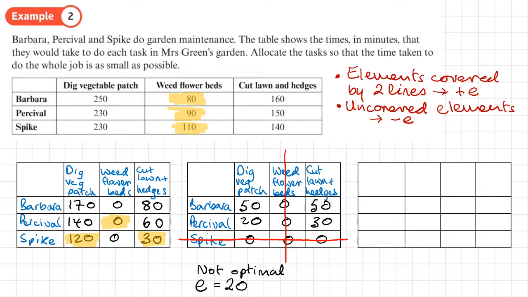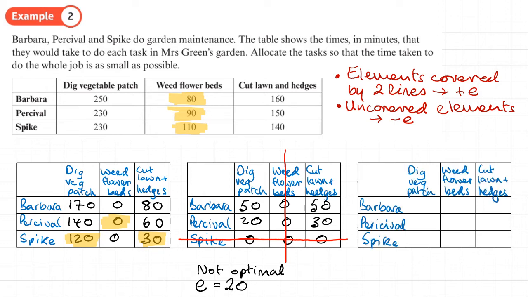And what we do is any elements that are covered by 2 lines, we're going to add E. So we're going to add 20 to this element here. Any other uncovered elements, we're going to subtract E. So we're going to subtract 20 from these elements here. And the elements which are covered by 1 line remain unchanged.